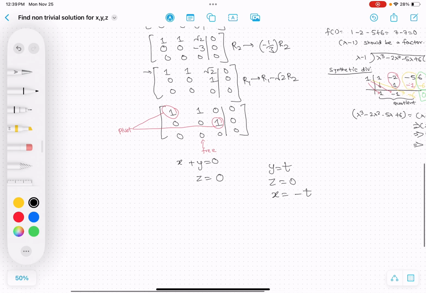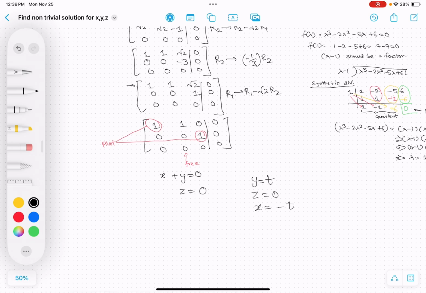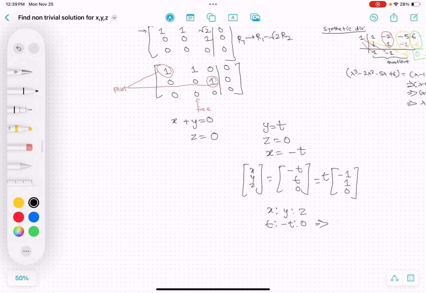Now we saw that for this value lambda equals 1, our solution is this thing over here, right? And now there's a neater way to write it. I can write xyz as negative t, t, and 0. If I take t common, this will just be negative 1, 1, 0, right? So basically what I'm doing is taking the ratio of the xyz. This is t times negative 1, times 1, times 0, and that gives us the simpler answer. I can say it 1, minus 1, 0, or also I can say it minus 1, 1, 0. Both of them are fine, right?